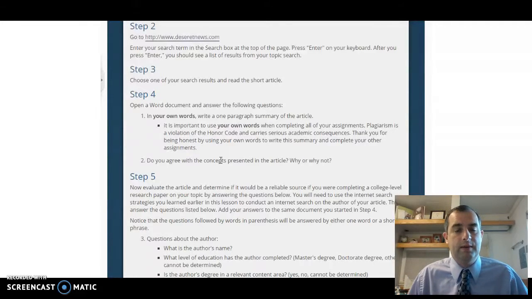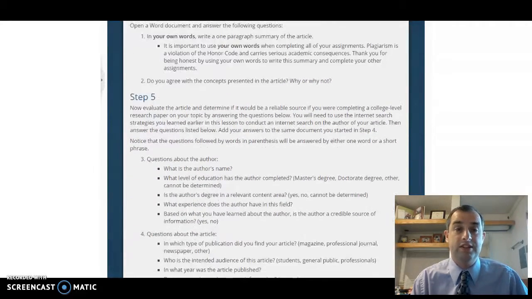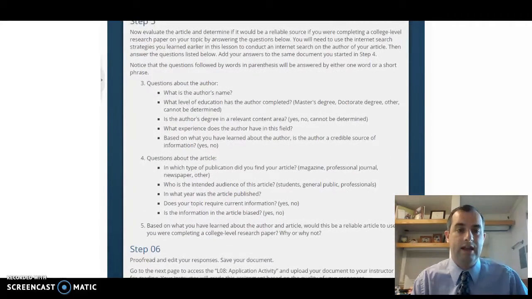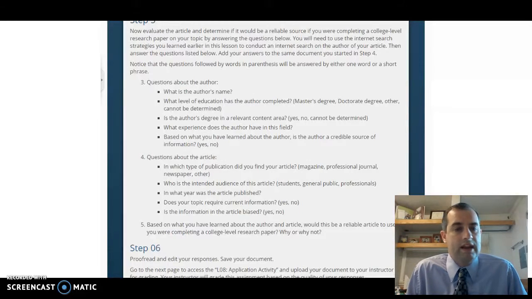And then your second one, number 2, is where you kind of talk about how do you feel about the article? Do you agree with the arguments and the precepts that were presented in the article? So that's the first part of the assignment, is to read an article about the topic and then kind of share your thoughts about it. Next, you're going to start to evaluate the article. And so there's 2 main areas about it.